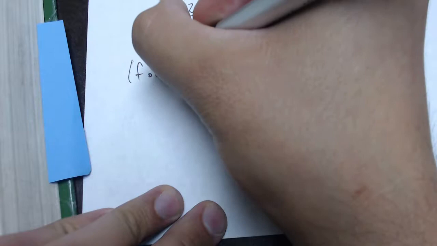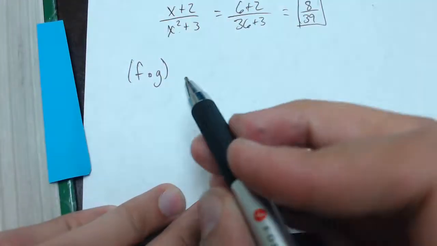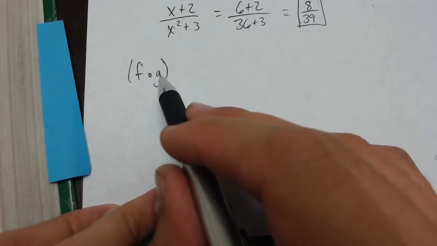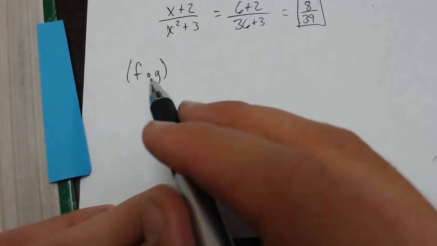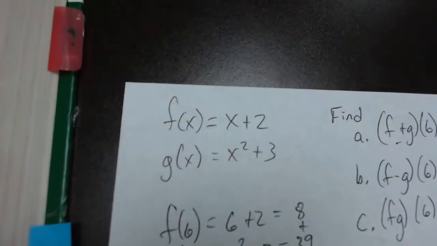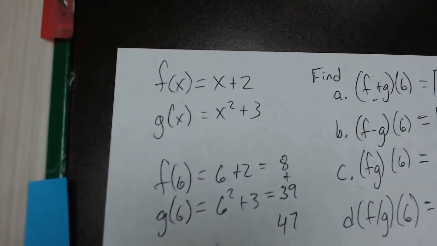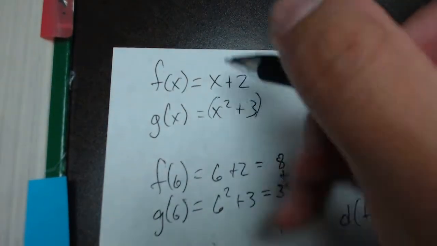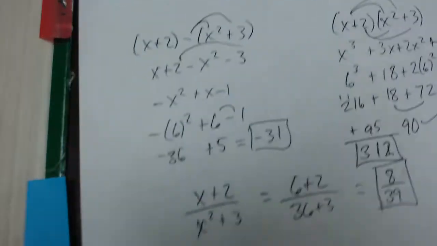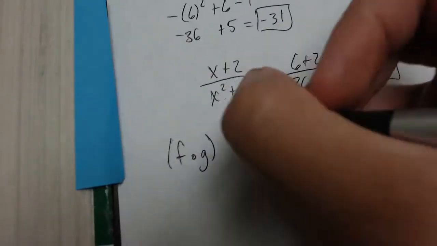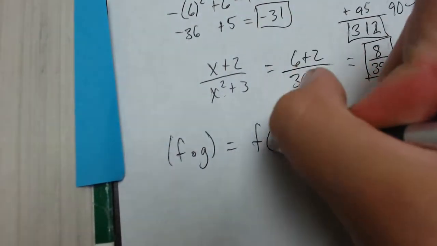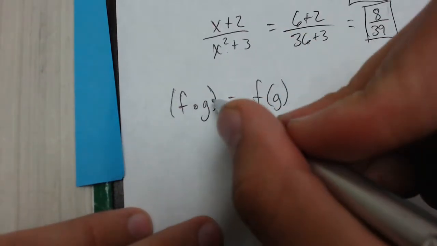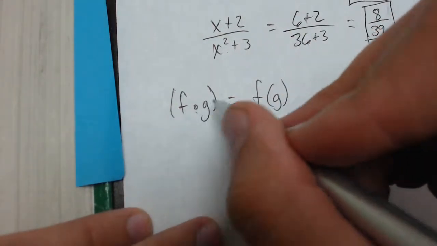Right? It looks a lot like fog. That little circle is just saying that we're taking the function of g and we're plugging it into the function of f. So if you remember, the function of g is x squared plus 3, which means we're going to take this entire value and we're going to substitute it for this. So this essentially means f of function g. Right? And it's written like that, f of g. And it looks a lot like fog.